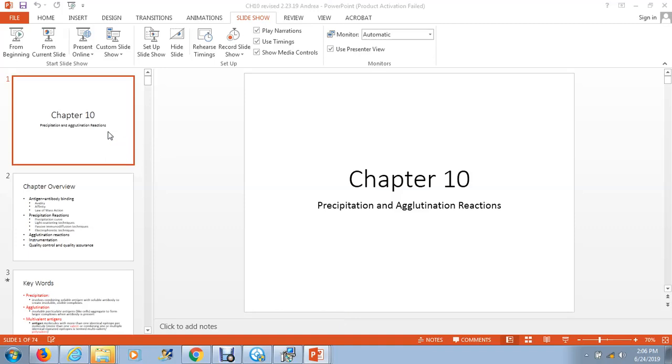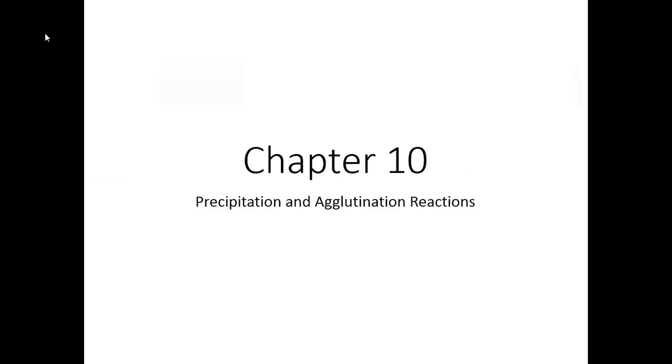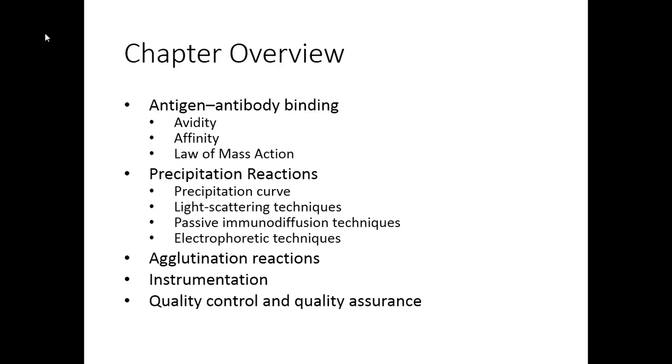Hey everyone, today's lecture is Chapter 10, Precipitation and Agglutination Reactions. And again, it's from Chapter 10 of your textbook, Clinical Immunology and Serology, a Laboratory Perspective, 4th edition. So let's get started.